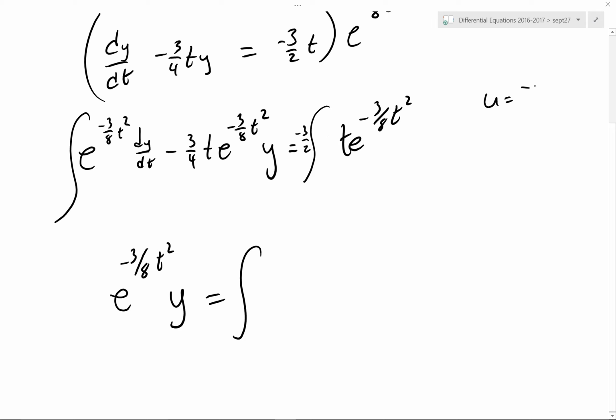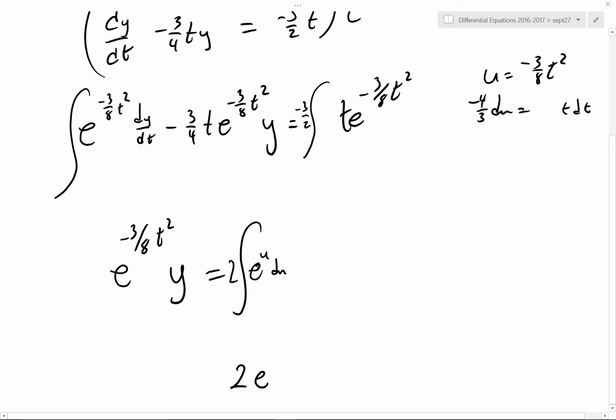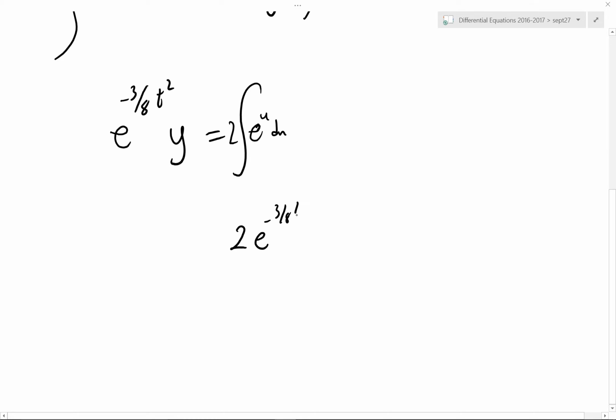Negative 3/4. Did you give us an initial? No, I don't think I did yet. Okay. 4/3 times 3/2 is 2. Negative 3/4 times negative 3/8 t squared plus a constant. I'm trying to figure it out. Just give me a second. It'll come to me. Hold on, I'm all messed up.